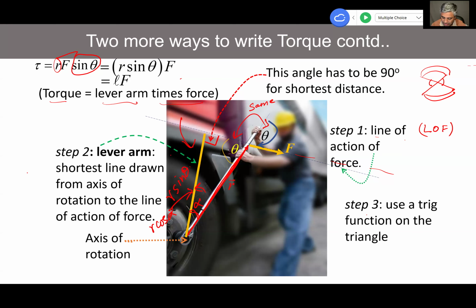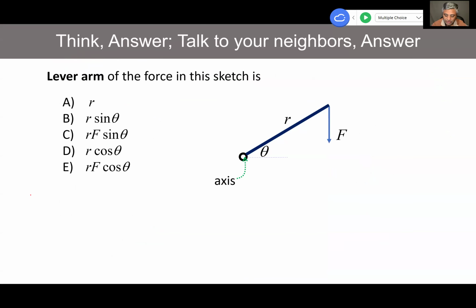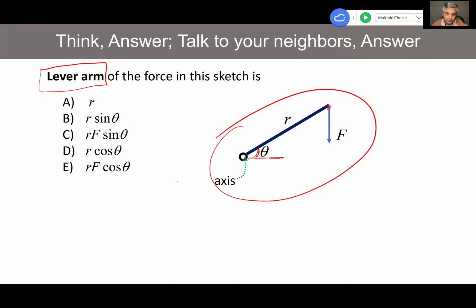With that said, here is a question for you. Here I'm asking for just the lever arm, not the torque. Force is there, R is there, and the angle is given here, it makes with the horizontal. Copy this drawing on your paper or your device. I'm going to go to the previous slide so that you can use that method to draw here, if you don't remember.